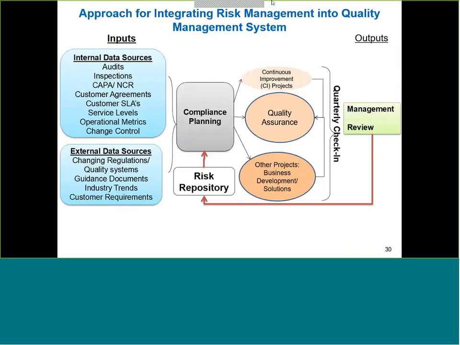And this is how, by integrating risk management into the quality management system, what you are doing is that you are taking your internal data, you're taking your external data, and you're doing compliance planning. And then you're putting it into continuous improvement, you're strengthening your quality assurance. And if you see there is a bigger risk, then it has to go into a business project or development or solutions to ensure that that risk is mitigated before it is on the market.